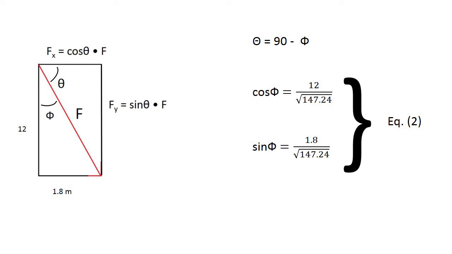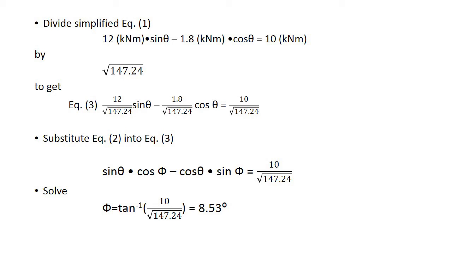Using the basic relationship between sine and cosine, opposite over hypotenuse, adjacent over hypotenuse, we can create the second equation. Next, we divide equation 1 by the square root of 147.24 to get the following. This creates a new third equation.